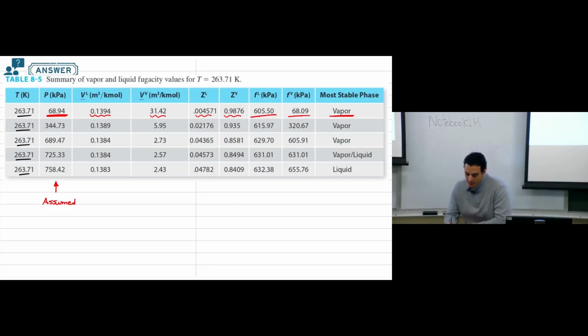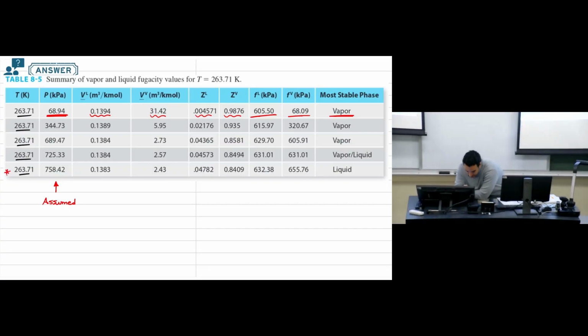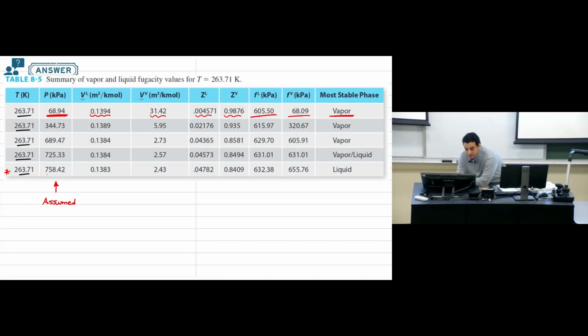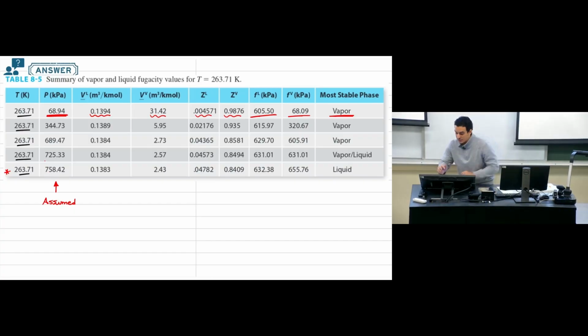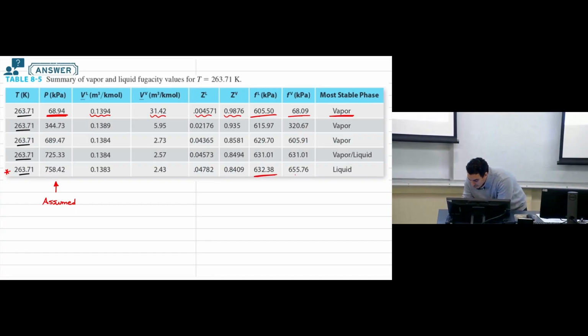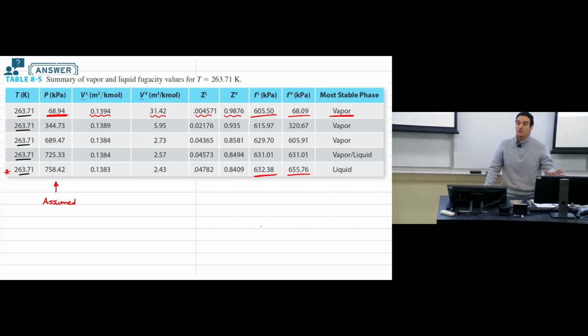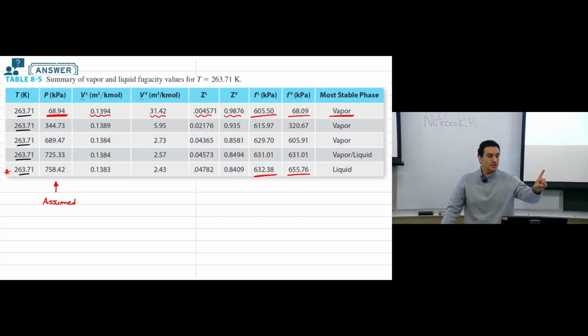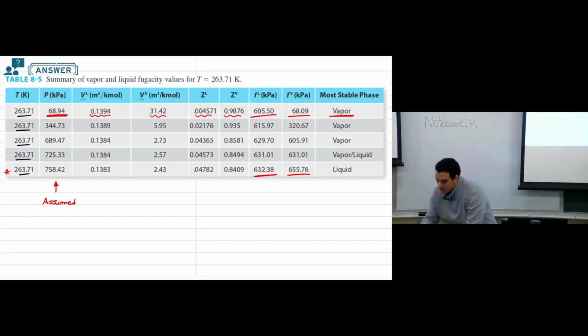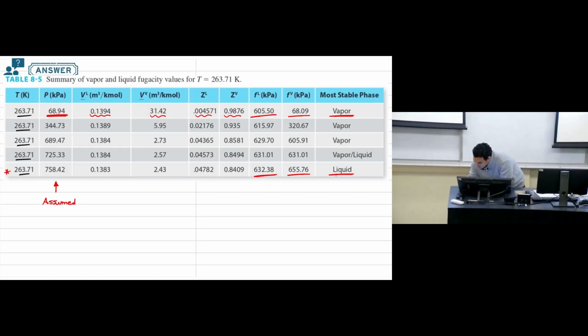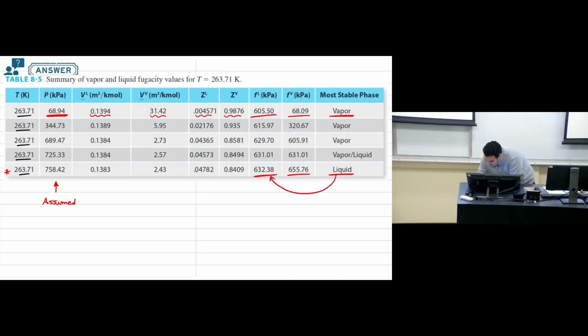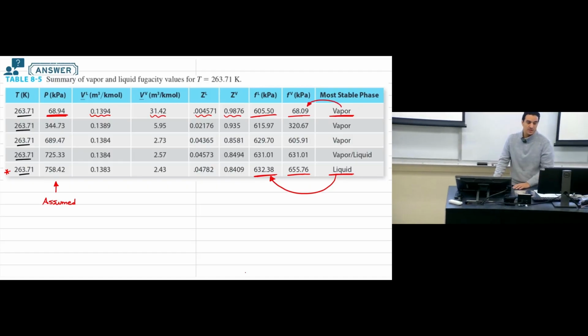Okay, let's take the last one. I will assume the pressure is 758. Again, repeat the same calculation, calculate fugacity of liquid, fugacity of vapor, they are not the same. So this means only one phase will exist, not two phases. And which phase will exist? The phase with the lowest fugacity. So here I will have liquid, because liquid has the lowest fugacity. Here I have vapor, because vapor has the lowest fugacity here.